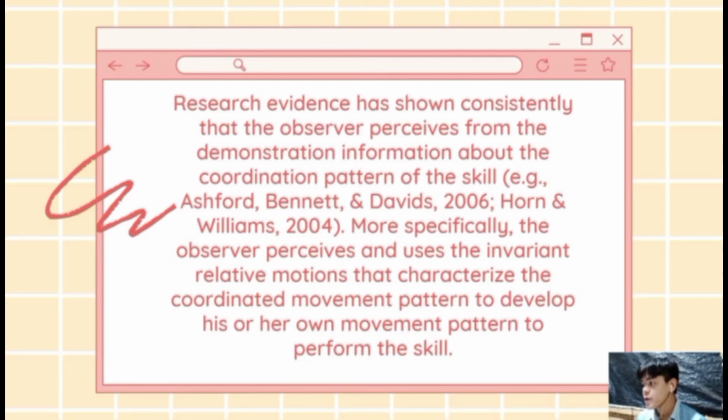So after learning the basics of the skill, after many practices, they will incorporate their own movement pattern. So the style kicks in. It varies from person to person. We have different styles of doing skills, so that's what it means.